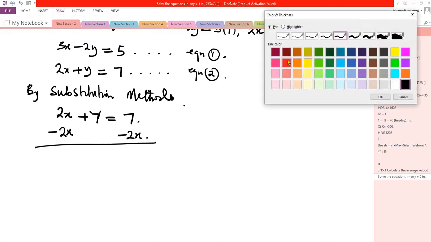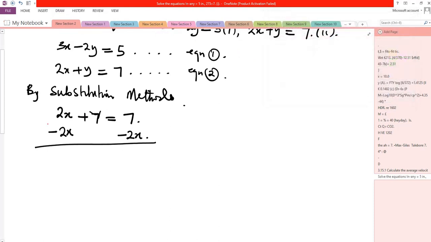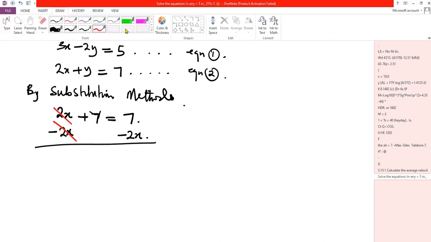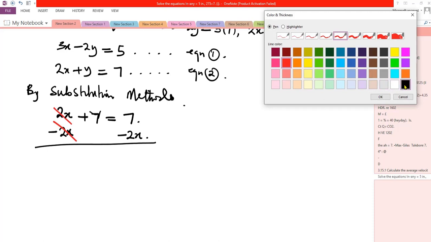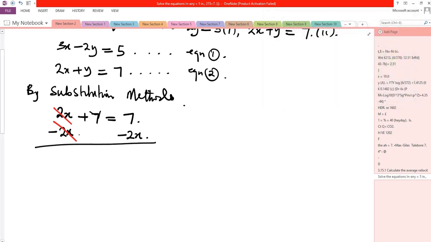If you minus that, this will go off. Now you will be left with this. So we have isolated the y. On the left hand side you have y, which will now be equal to minus 2x plus 7. Now we'll call this equation 3.